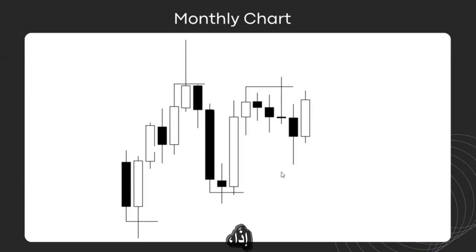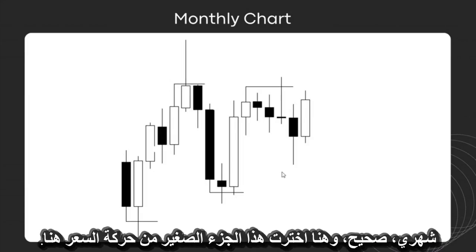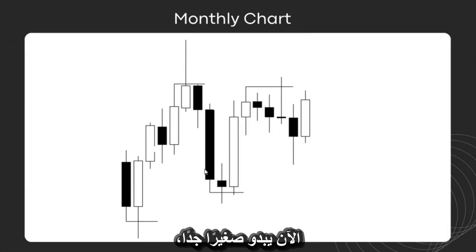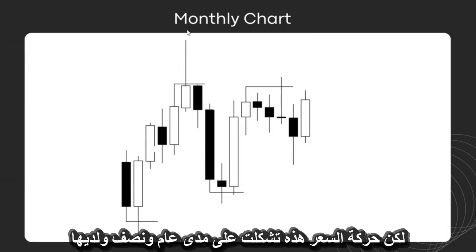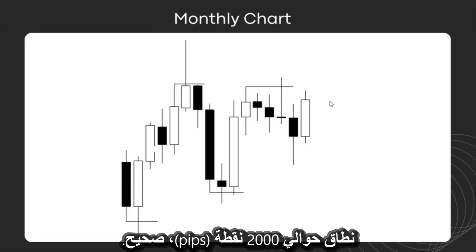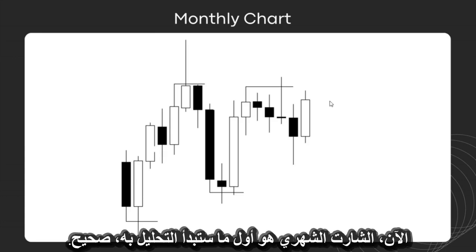So here we've got a monthly time frame, right? And here I've chosen the small price action right here. Now it seems pretty small, but this price action was formed over a year and a half, and it has a range of like 2000 pips, right? Now the monthly chart is the first one that you're going to start analyzing with, right?